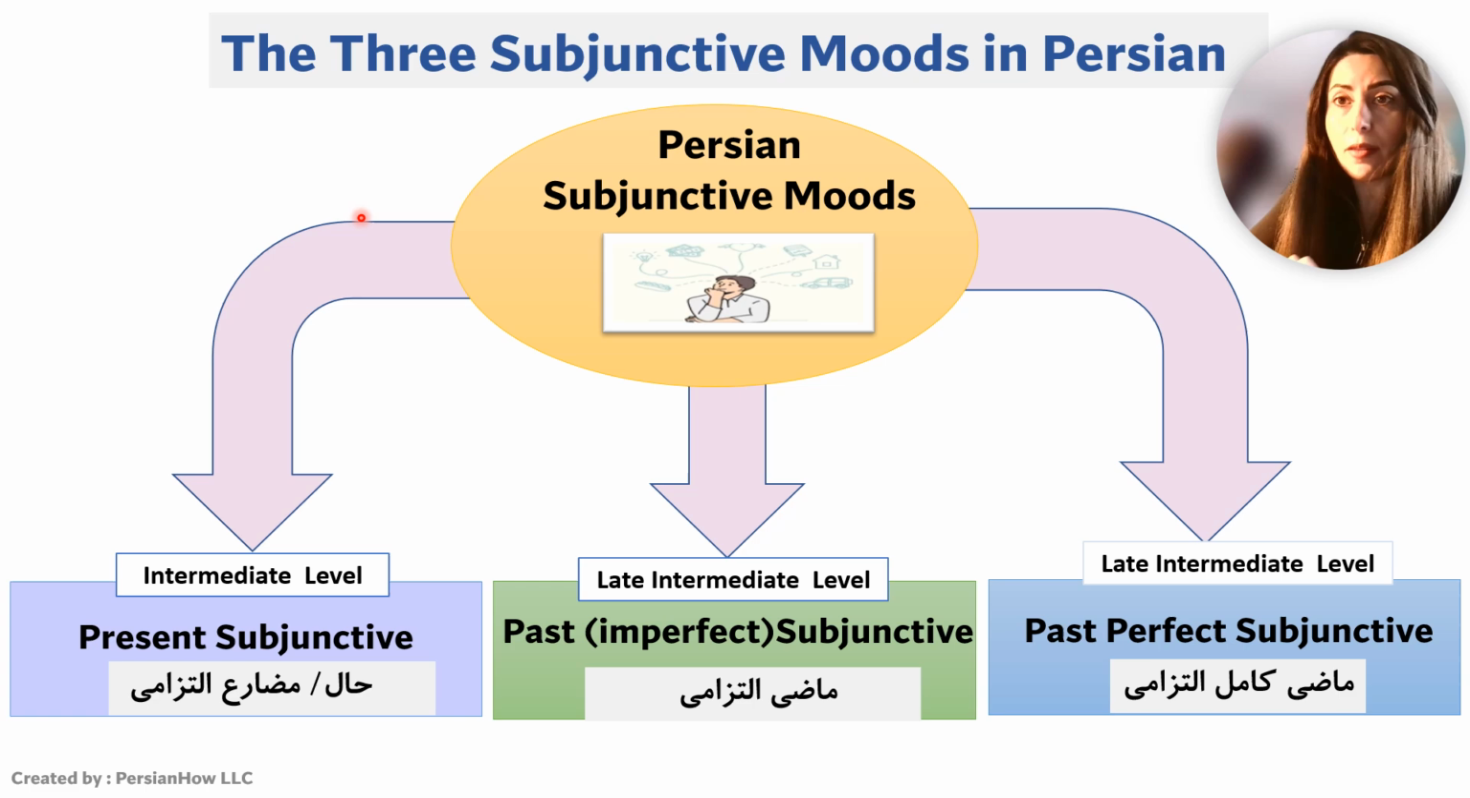So in Farsi, we have three types of subjunctive. We have the present subjunctive. That's what we are going to learn in the next few lessons. And then we have the past subjunctive, and then we have the past perfect subjunctive. So don't worry about these two subjunctives. We will learn them in the late intermediate level. So for now, just focus on learning this one. If you learn how subjunctive really functions, then you can learn these two also very easily.